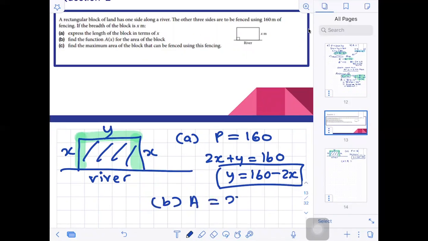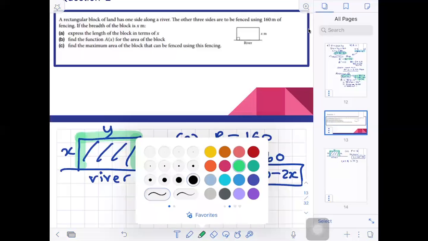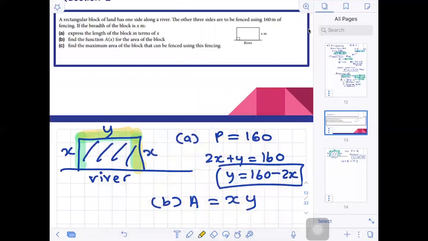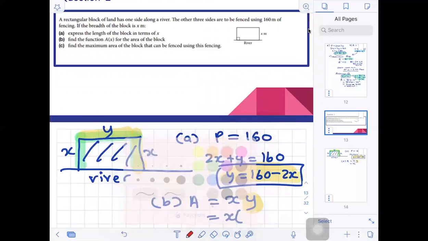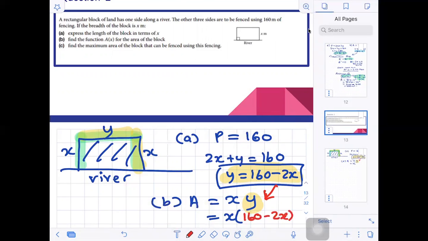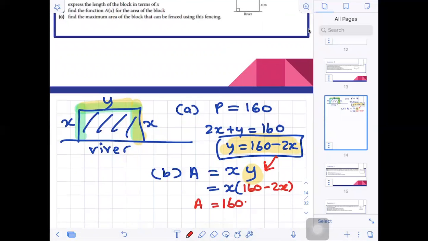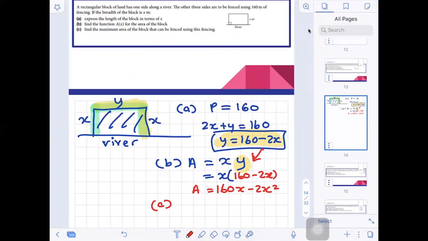Okay, now part B, we want to get the area. So the area is just x times y because it is just length times width. So we want it all in terms of x. So we get out what the y equals and we sub that in. So it's x times 160 minus 2x. The area is 160x minus 2x squared. Okay, so that's the area. All right, so the question says they want the maximum area for this block. So you differentiate, which is 160 minus 4x. Make it equal to 0 and solve.